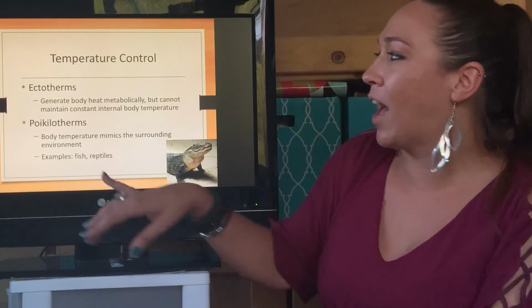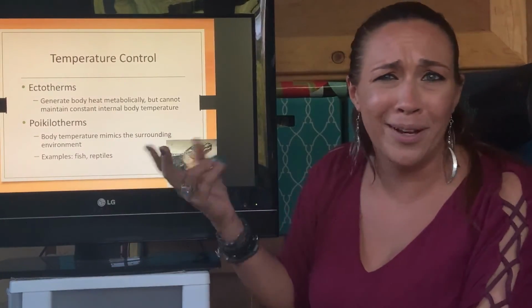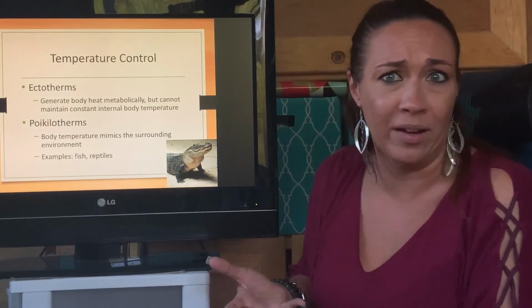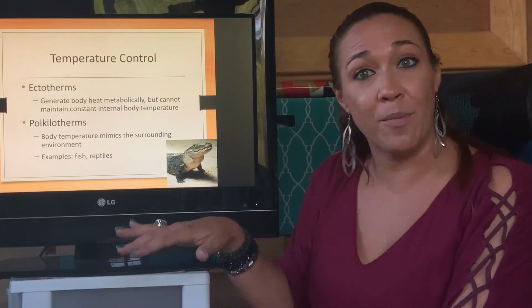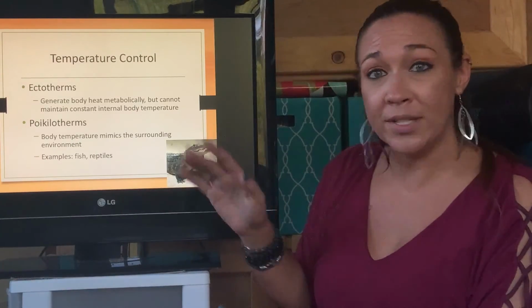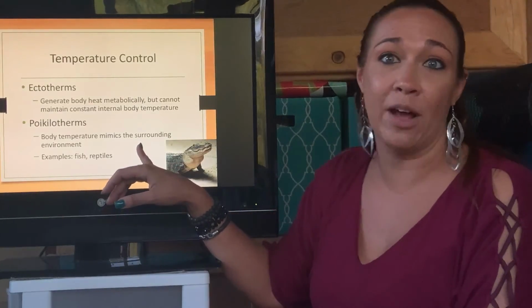So typically we think of that as the poikilotherms. These guys are known as the cold-blooded ones. That's not actually true at all. They don't have cold blood. They have blood. But they're at the mercy of the environment. Okay, just like the osmoconformers. Whatever the outside temperature is, that's what they are. So things like fish and reptiles, their body just mimics the outside environment.